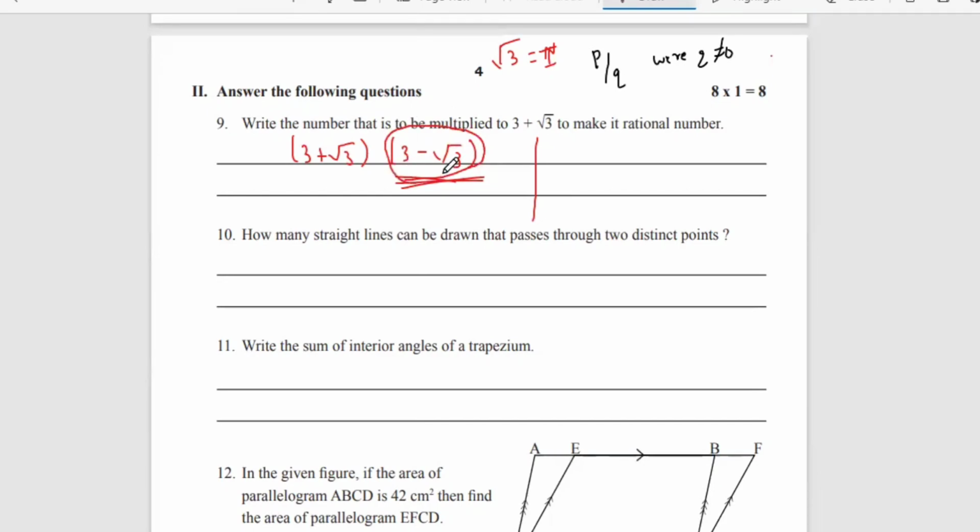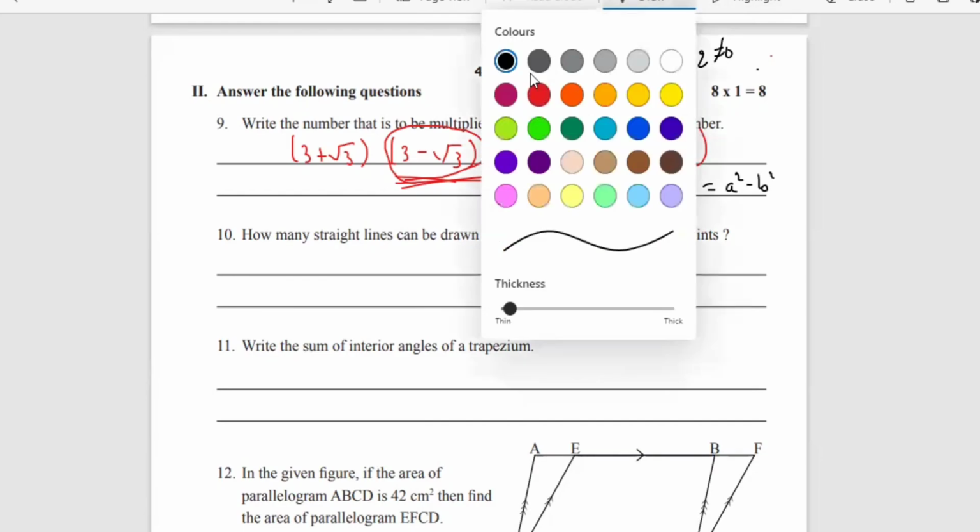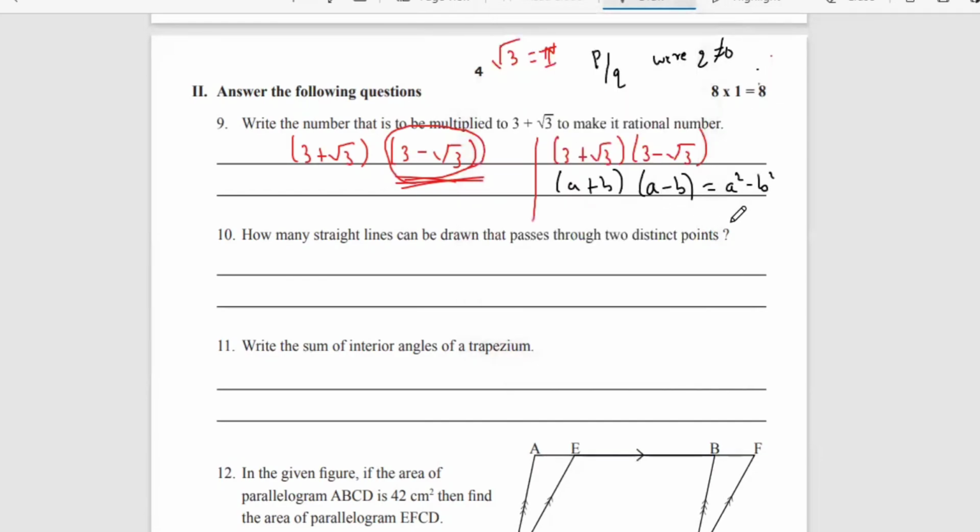Just for your verification, we are solving it to get the final rational number. 3 plus root 3, we multiply with 3 minus root 3. We can apply the formula (a plus b) times (a minus b), that is a square minus b square. Just identify the a value and b value. What is your a value? Our a value is 3, so a square as it is, minus.